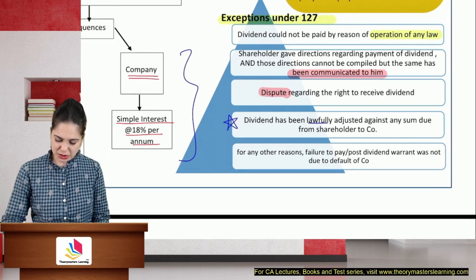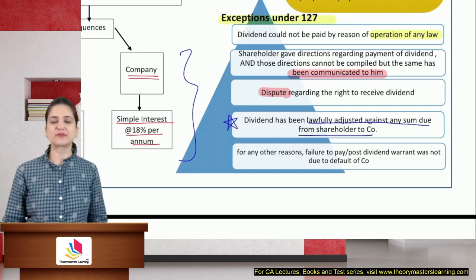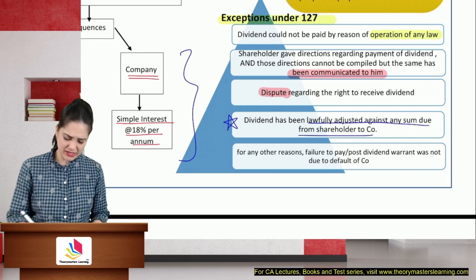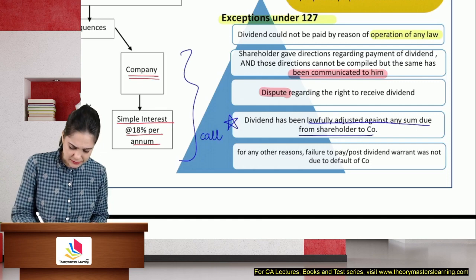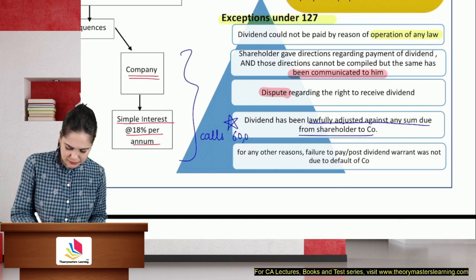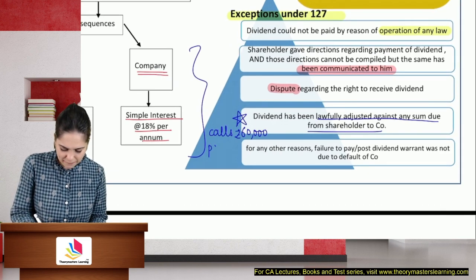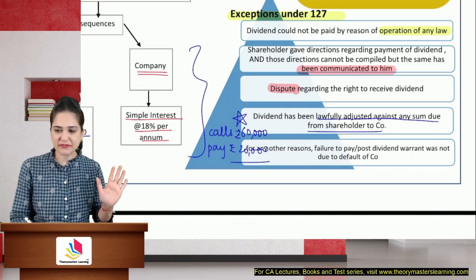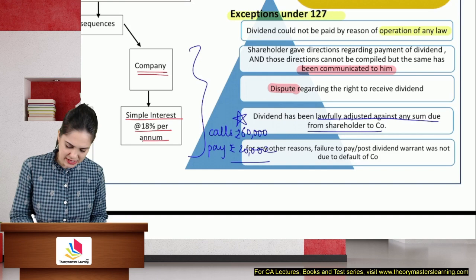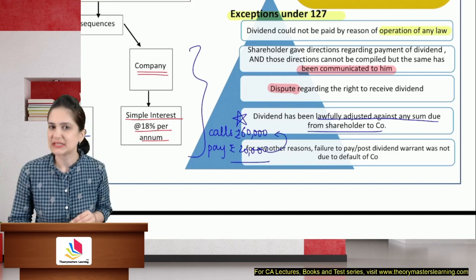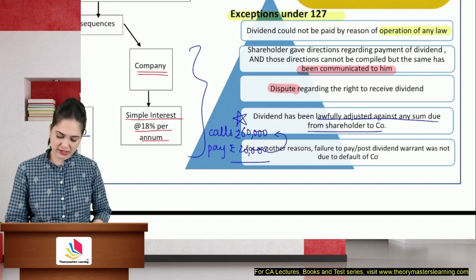It is lawfully adjusted against any sum due from the shareholder to the company. Now, let's say the company had to recover calls worth rupees 60,000. They had to recover call money 60,000 and they had to pay him dividend, let's say 20,000 rupees. So now the company will not pay him any dividend and instead they will adjust the entire money against the calls receivable. So you can adjust it against any sum due.